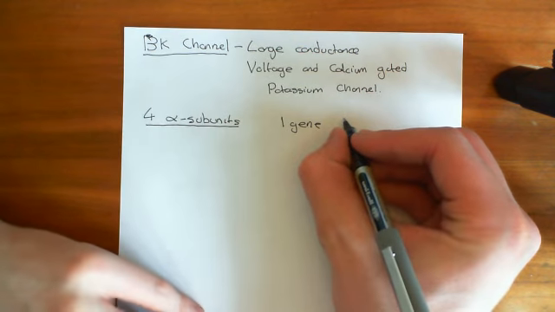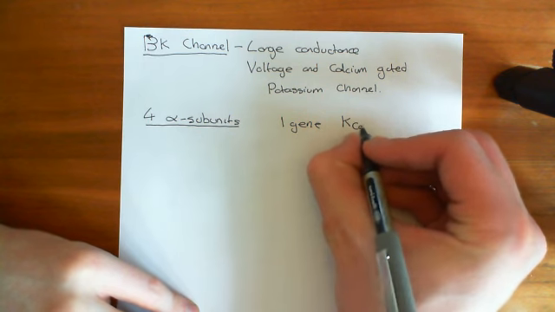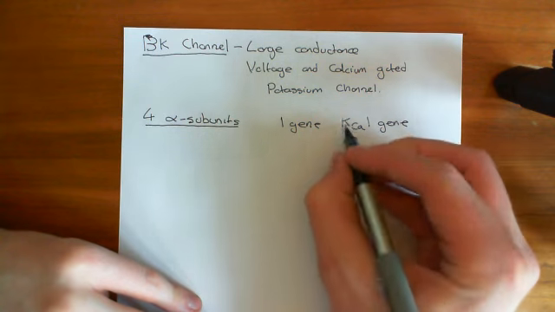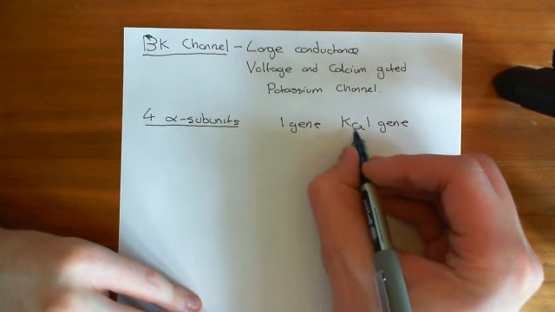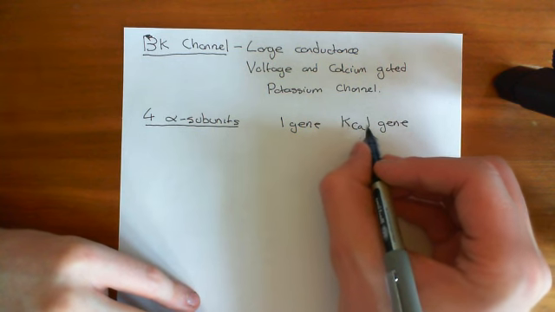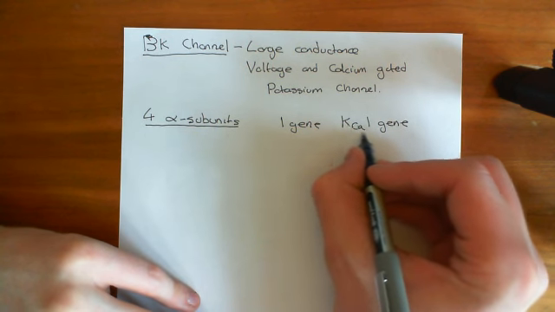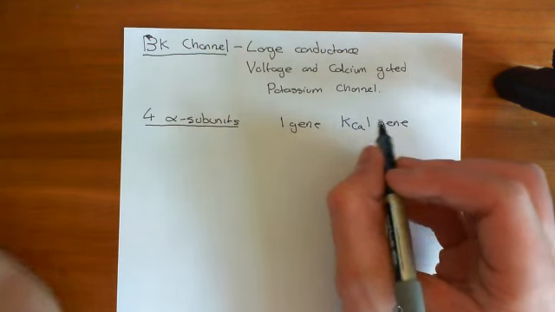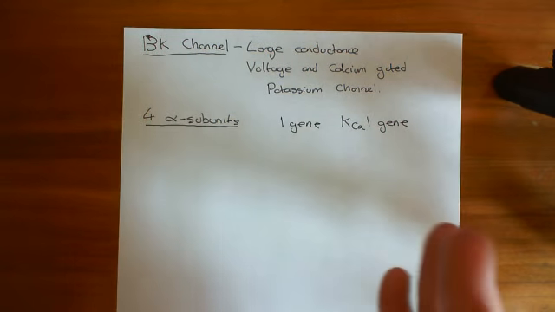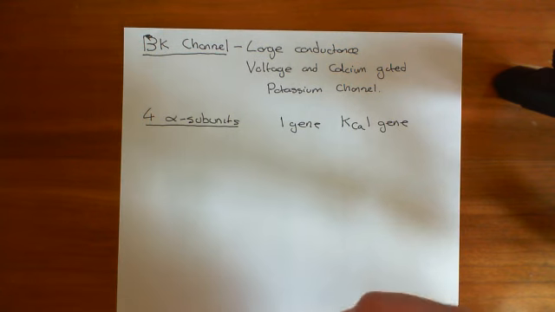And that gene is called the KCA1 gene. So this is the gene here, KCA1. Potassium channel, which is calcium gated, and it's the first type, because there are other calcium gated potassium channels, which we'll discuss in later videos. In fact, let's just briefly talk about calcium gated potassium channels now.